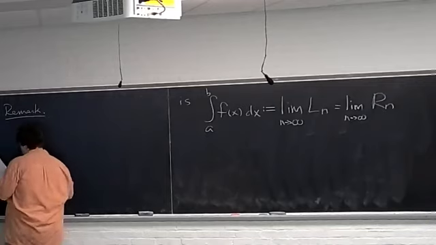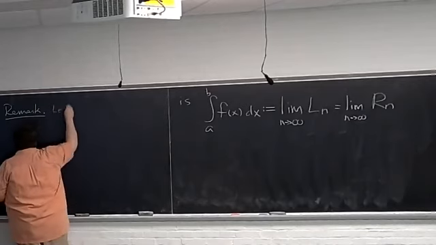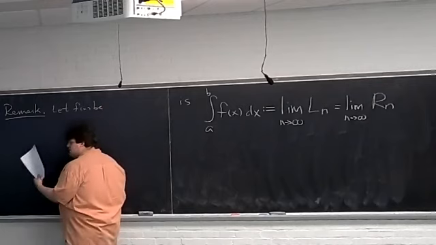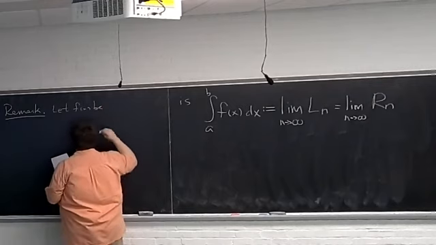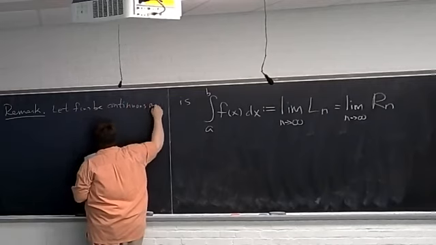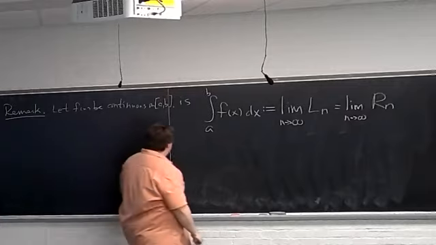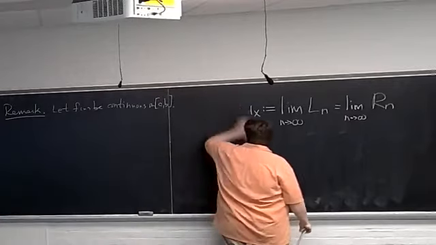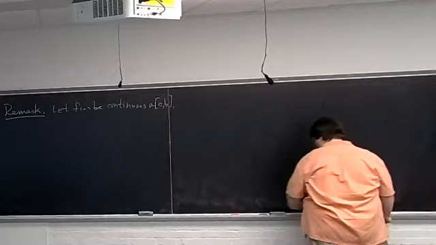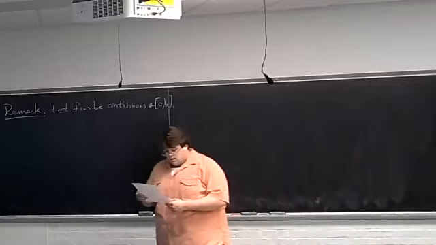Let f be continuous. More on what happens when it's not continuous when we do a couple properties. Let f of x be continuous on a to b. If it's not continuous, you can split it into its continuous pieces and just do it piece by piece.